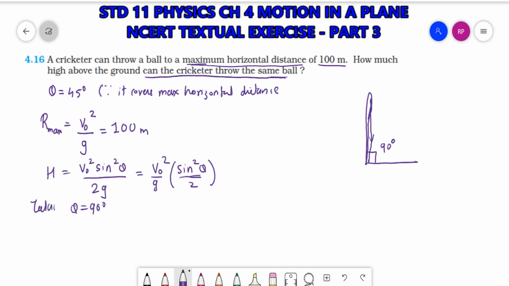Taking theta equal to 90 degree, the height attained will be V0 square by G, sine 90, the value of sine 90 is 1, into 1 by 2. Now what is V0 square by G? We already found it out, 100. So that will be equal to 100 by 2, that is equal to 50 meter. So that was about question number 4.16. The maximum height that the cricketer can throw the ball is 50 meter. Just note down this 4.16.